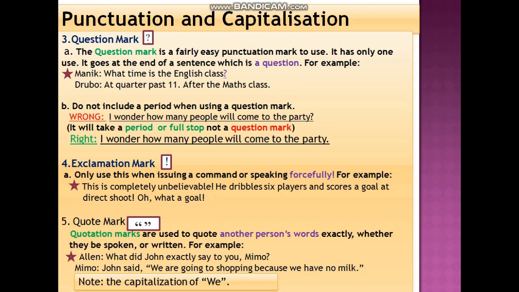Look at the example. What time is the English class? It's a question sentence. Okay. Next, number B. Do not include a period when using a question mark.